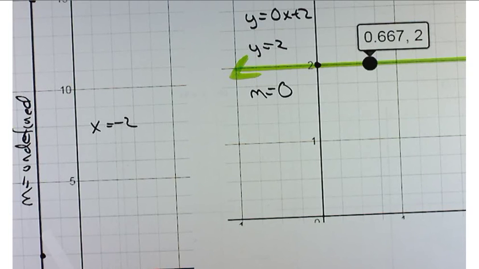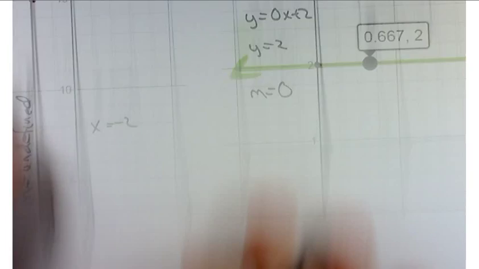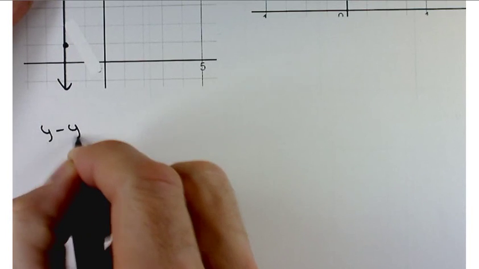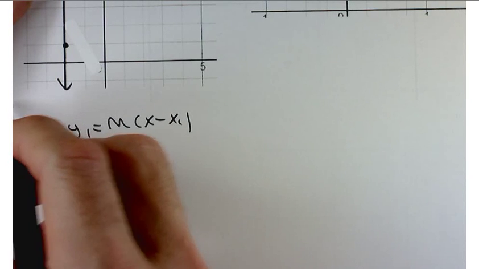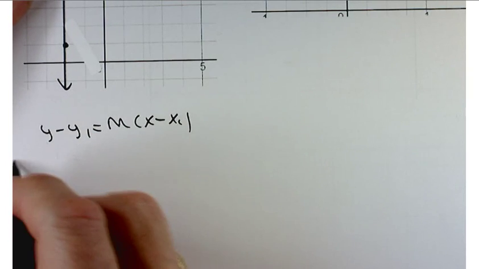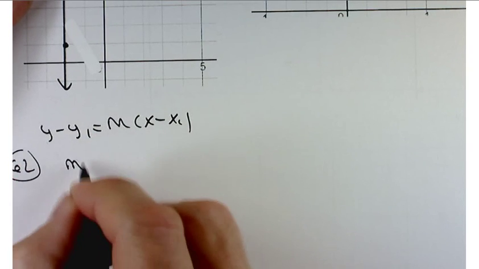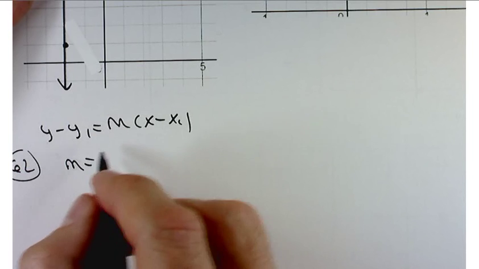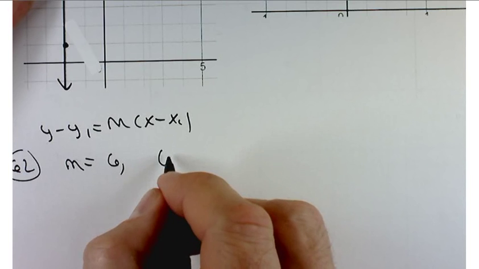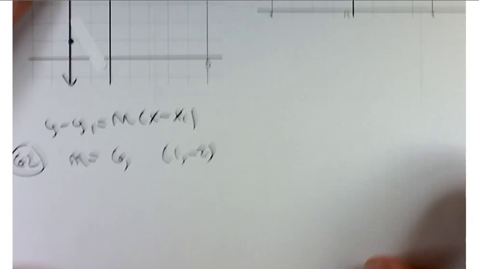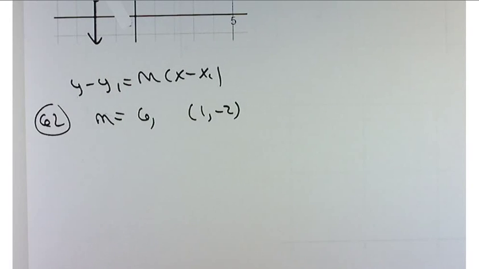Let's go back to a garden variety y minus y1 equals m times x minus x1 problem. Problem number 62. You're given a slope of 6 passing through the point 1, negative 2. Find the equation in slope-intercept form of that line.